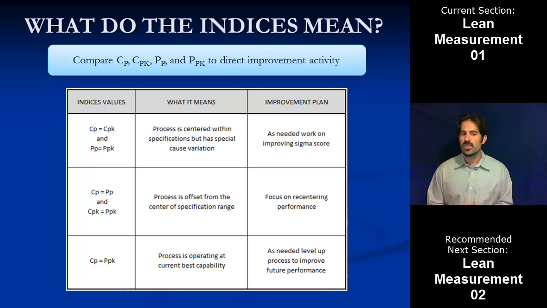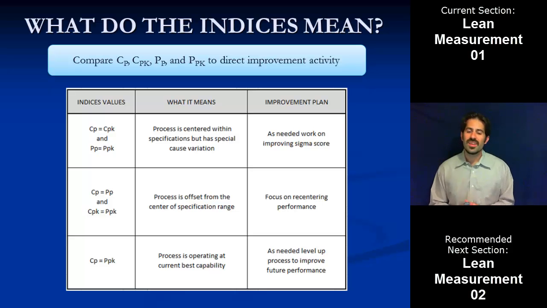And so using this quick chart, for instance, if CP and CPK and PP and PPK, if those two sets are equal, that lets us know that the process is centered where we want, but the variation is too great. So on average, we're right about where we want to be, but the distribution is too wide. We're going to make a lot of bad parts.